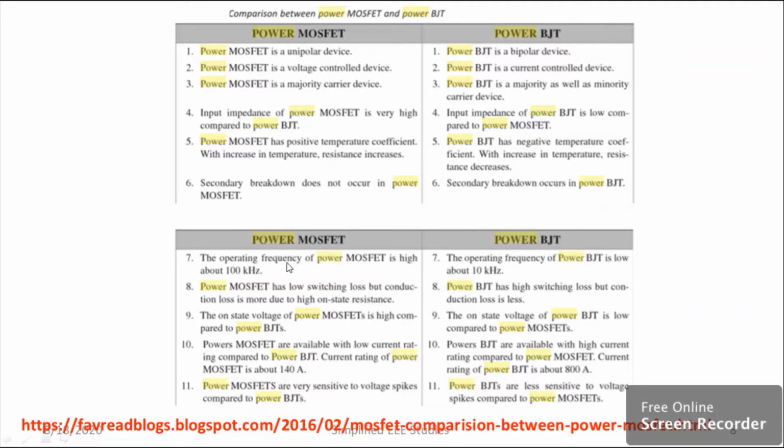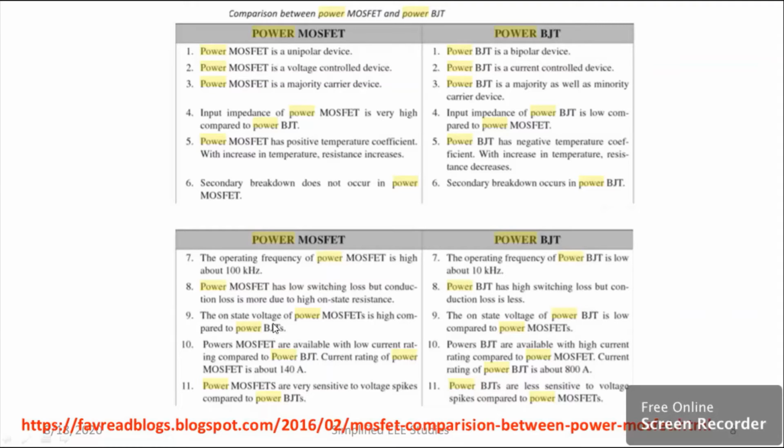Regarding the frequency of operation, power MOSFET can operate at higher frequency over 100 kilohertz, whereas the operating frequency of power BJT is limited up to 10 kilohertz. Power MOSFET has low switching losses, but the conduction loss is more due to high on-state resistance, also known as RDS. That is the most important criterion while selecting a power MOSFET. The same thing has been asked in the previous questions. Power BJT has high switching loss, but the conduction loss is very less.